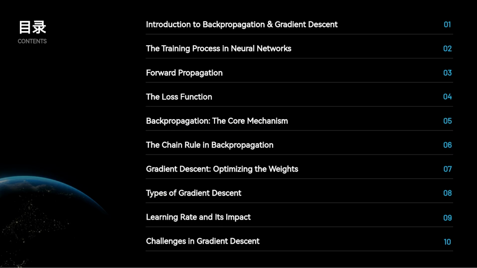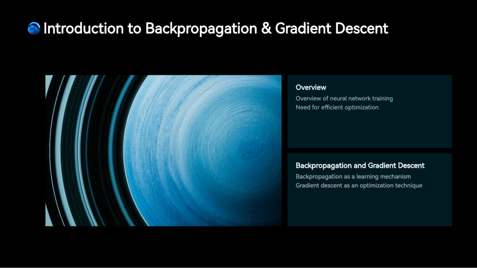Here are the contents. Training a neural network involves adjusting its weights to minimize the loss function, which measures the difference between the predicted output and the actual target. Backpropagation and gradient descent are the primary techniques that make this process efficient.